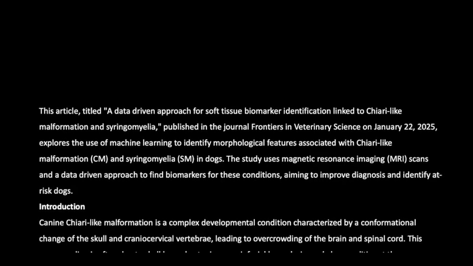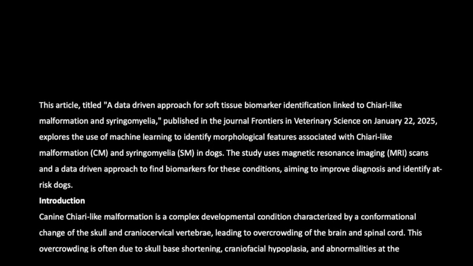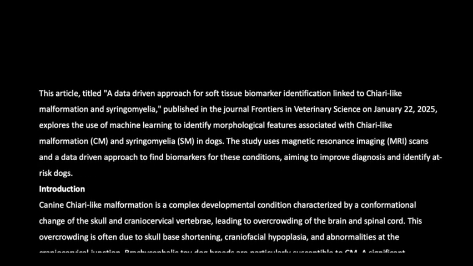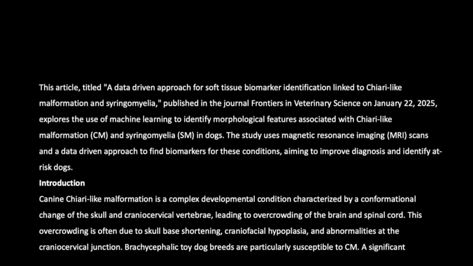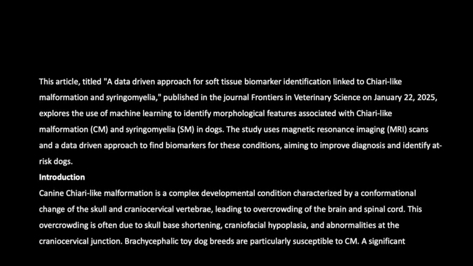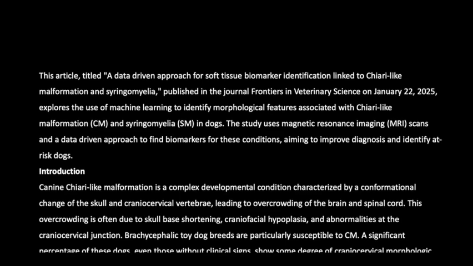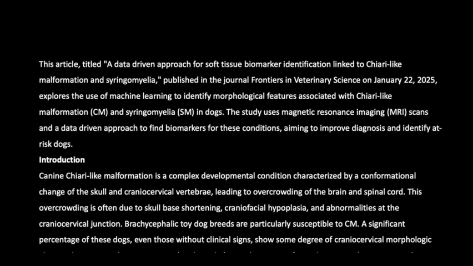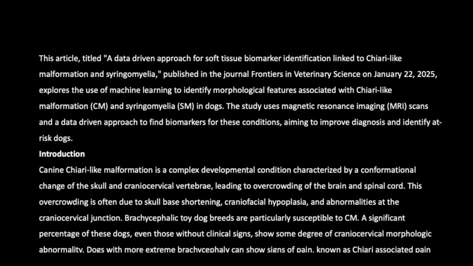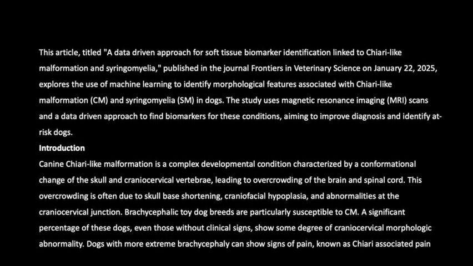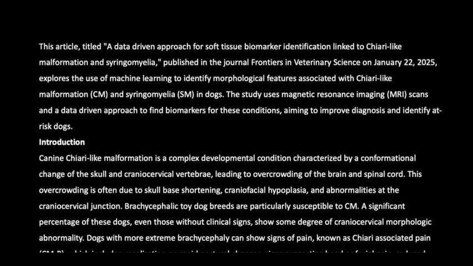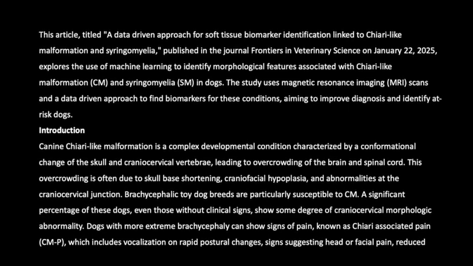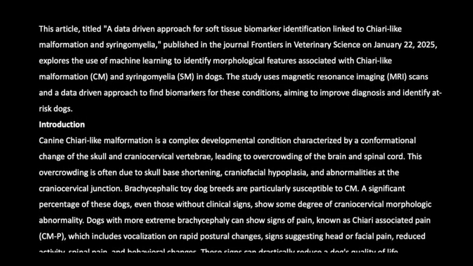This article, titled A Data-Driven Approach for Soft Tissue Biomarker Identification Linked to Chiari-like Malformation and Syringomyelia, published in the journal Frontiers in Veterinary Science on January 22, 2025, explores the use of machine learning to identify morphological features associated with Chiari-like malformation, CM, and Syringomyelia, SM, in dogs. The study uses magnetic resonance imaging, MRI, scans and a data-driven approach to find biomarkers for these conditions, aiming to improve diagnosis and identify at-risk dogs.